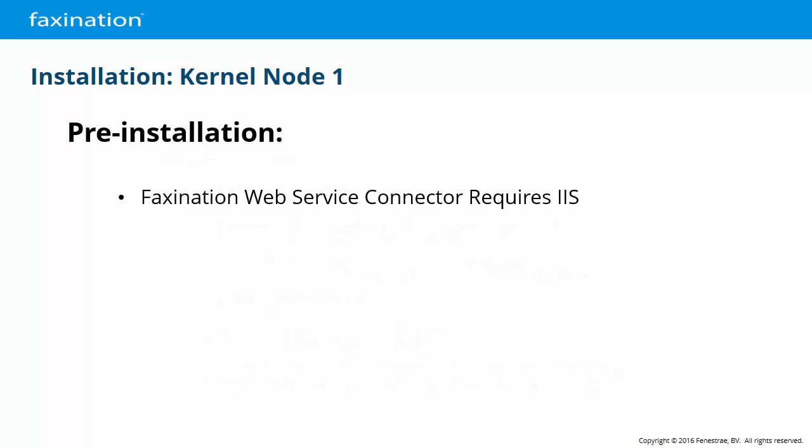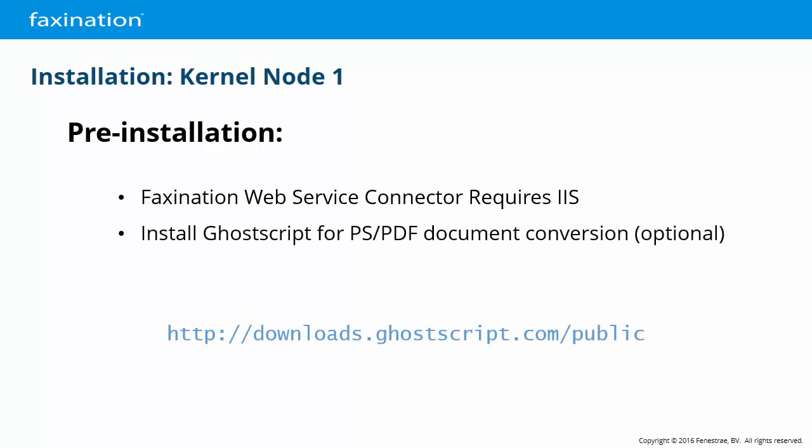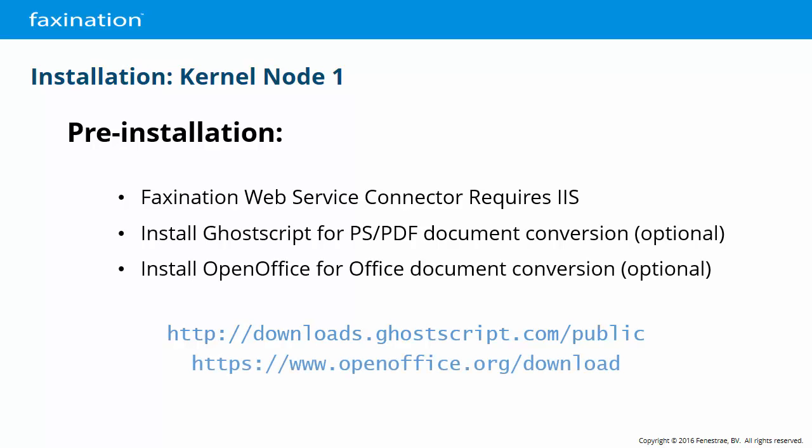Pre-installation. If we'll be using the Faxination Web Service connector, you must install the Web Server IIS role in the operating system before the Faxination installation. Optionally, install GoScript for PDF conversion and OpenOffice for Office document conversion.